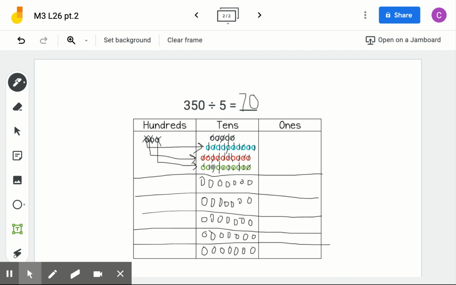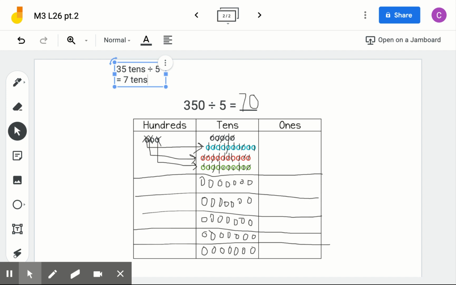I had 35 discs in my tens column. I did 35 tens, and I divided them into 5 equal groups, and I was left with 7 tens in each group. 35 tens divided by 5 equals 7 tens. So 350 divided by 5 equals 70.